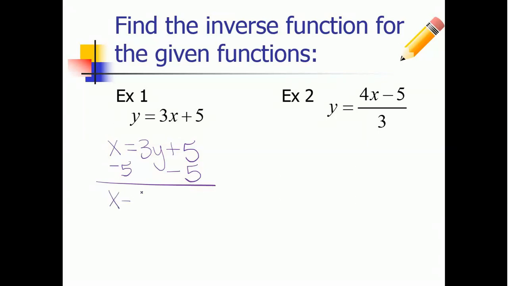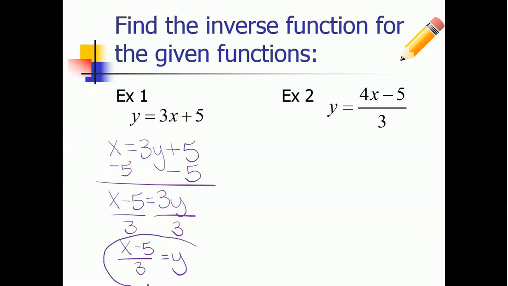So I'm going to get x minus 5 equals 3y. Looks like I got to divide by 3. So I'm going to be left with x minus 5 divided by 3 equals y. You could also write that as 1/3 x minus 5/3 equals y, but I'll be okay with this as well. Okay? This one, now interchange so we can find our inverse. So I gotta flip-flop my x and y around.